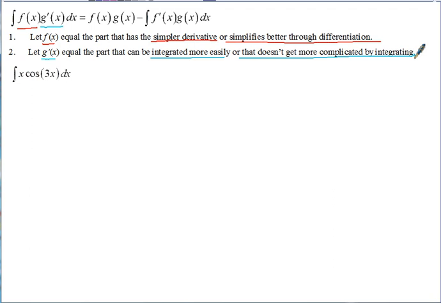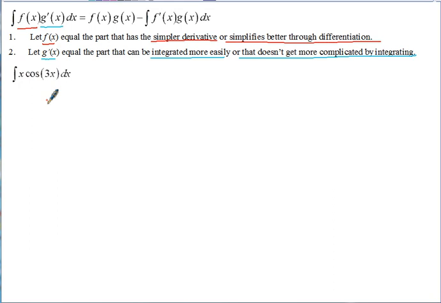Let's take a look at this first one here. We've got x and cosine of 3x multiplied together, so you can't integrate in this form. If you tried using u substitution, saying u equals 3x, we'd still end up with this x left over, so you couldn't get it all in terms of u. So this is one where we can use integration by parts.